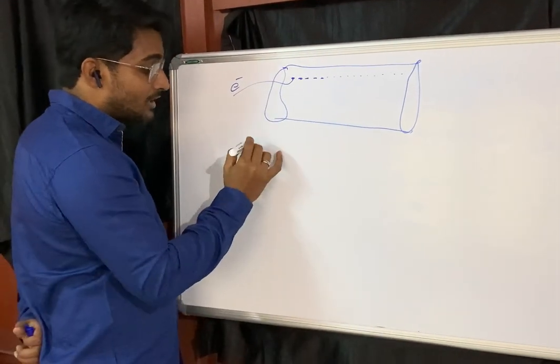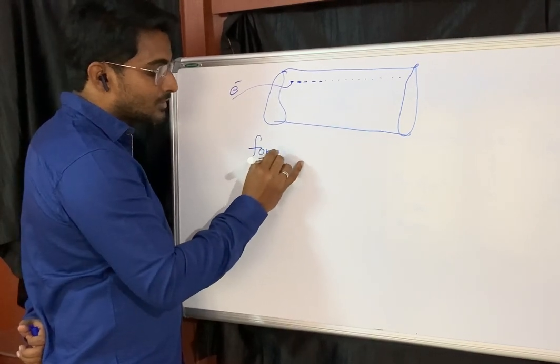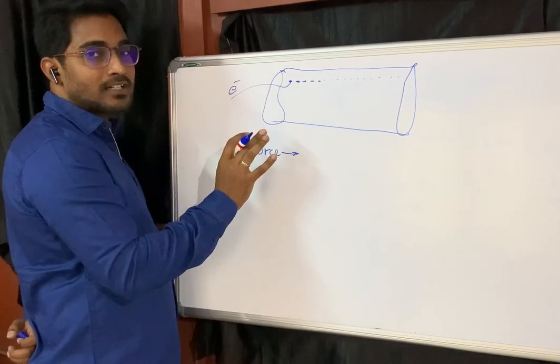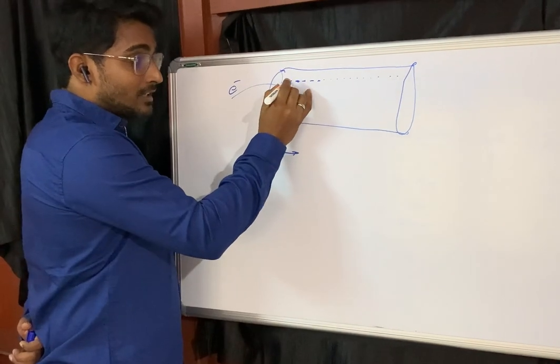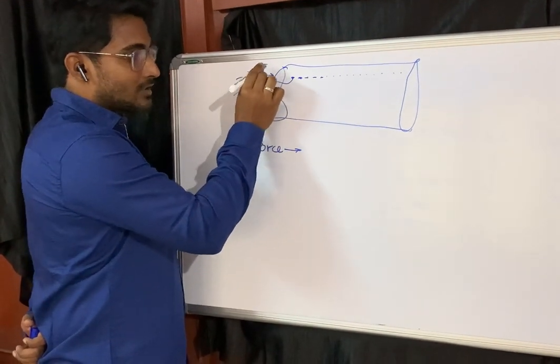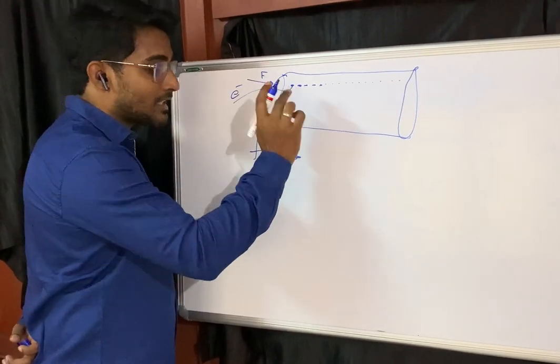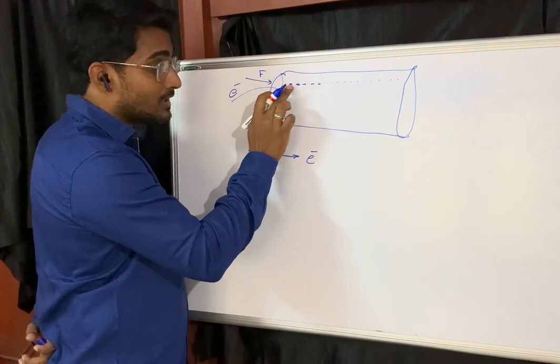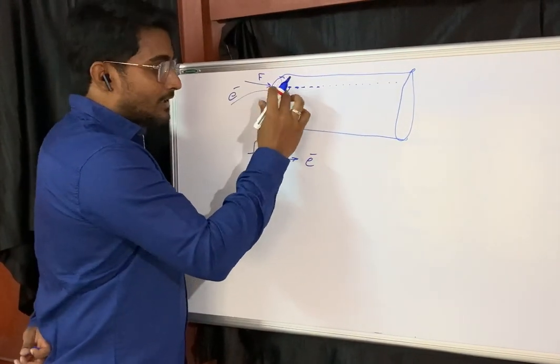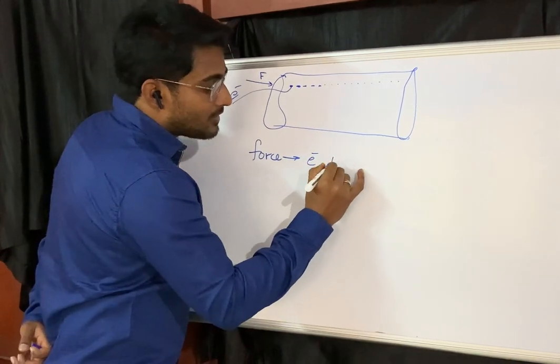Now for example, if I apply any force to this conductor, if I apply force here, the electron, whatever force it is getting, this electron will vibrate.